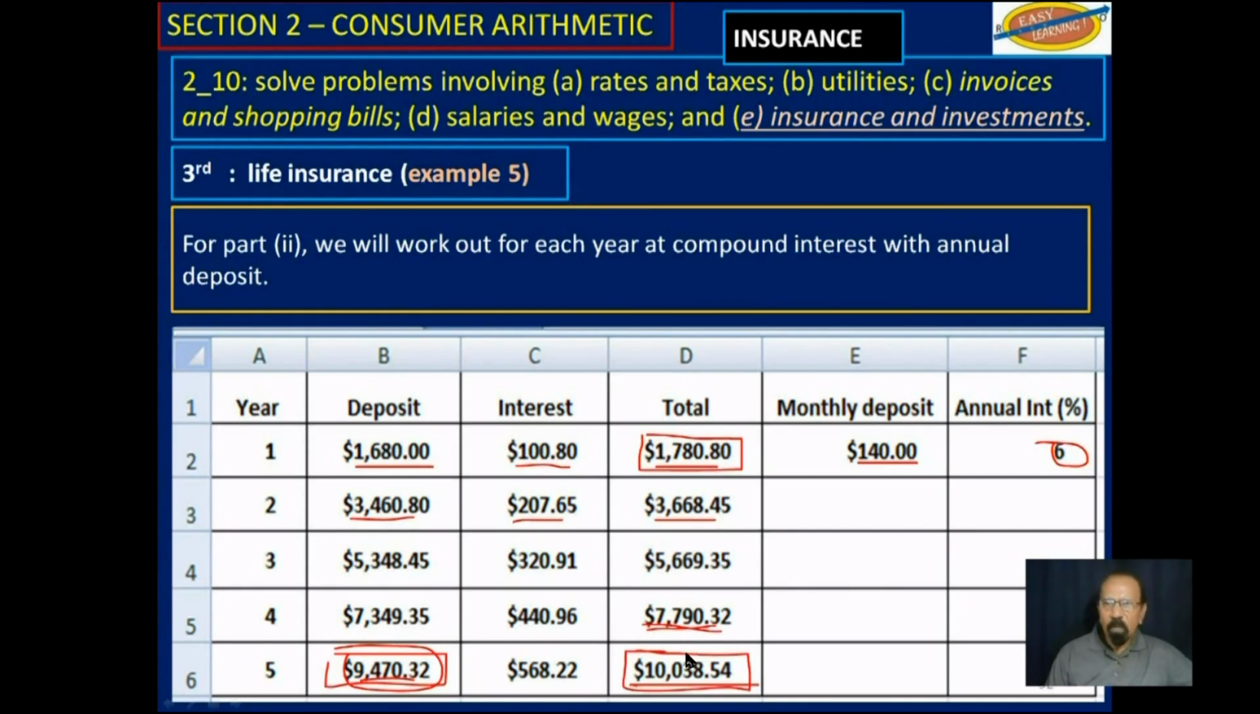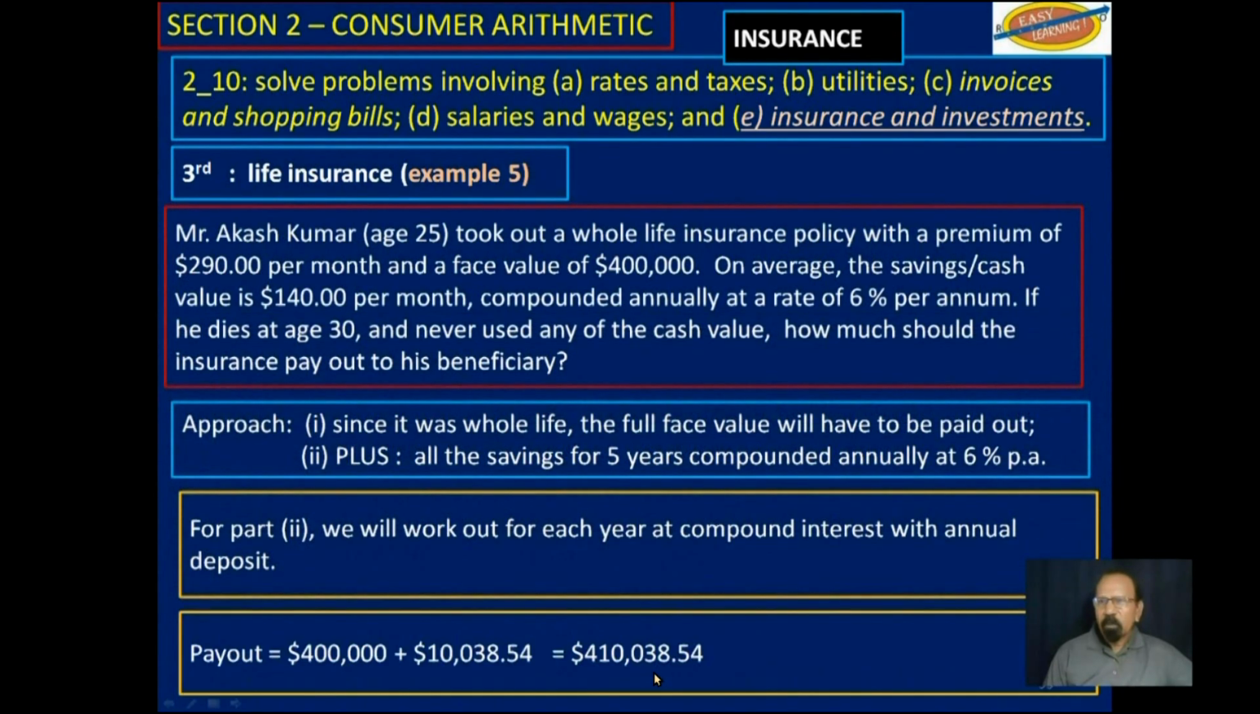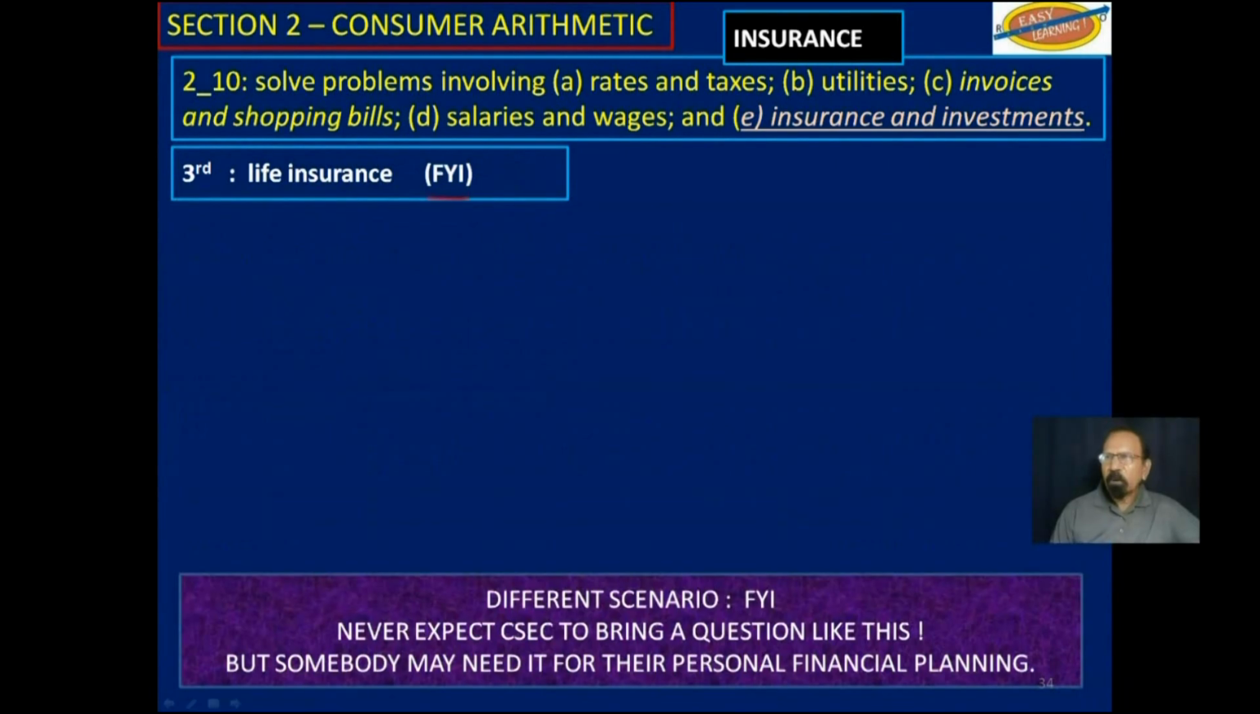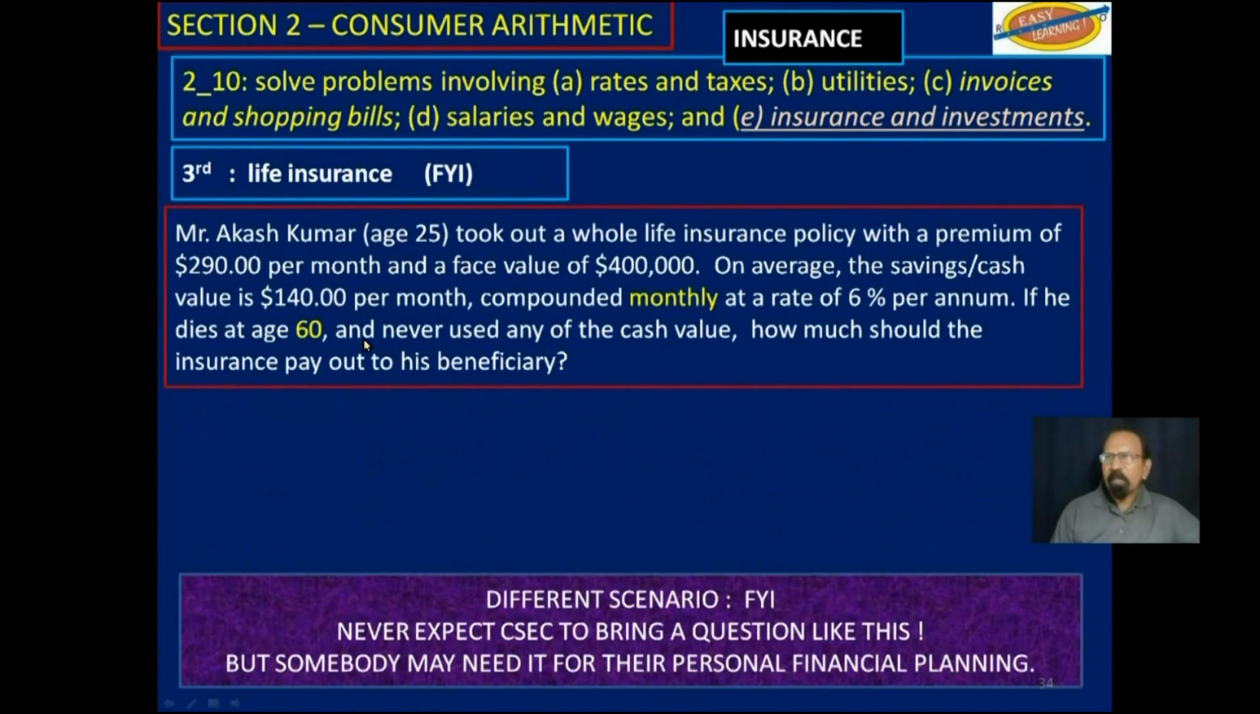If he turns in the policy, he will get that only. But if he dies at this time, his beneficiary, wife, children, and so on, will get that savings value plus the face value. So as we said, that was the savings value that we just calculated, this part, and the face value is this. So his beneficiary should get $410,038.54.